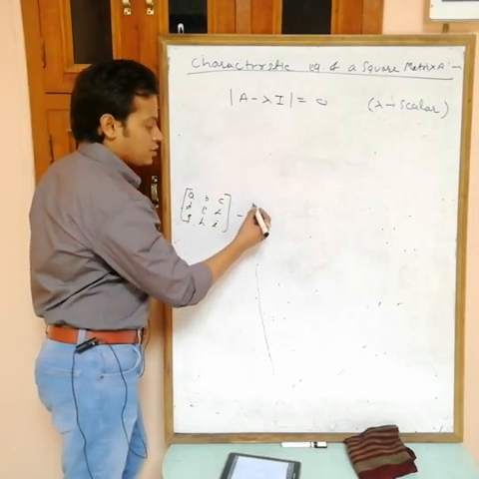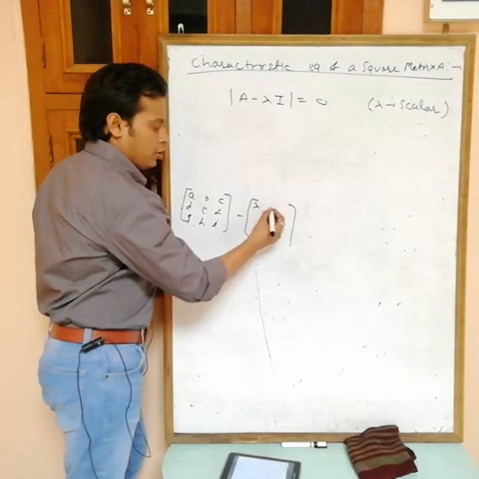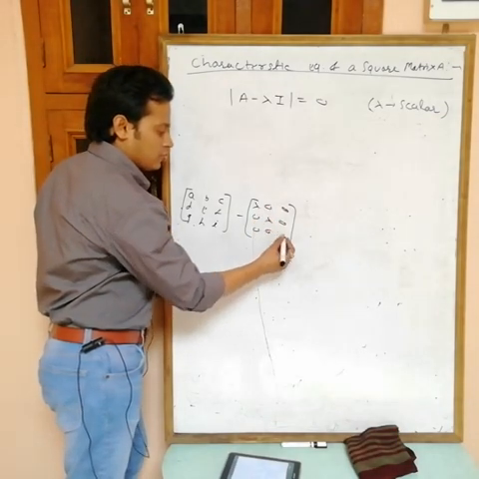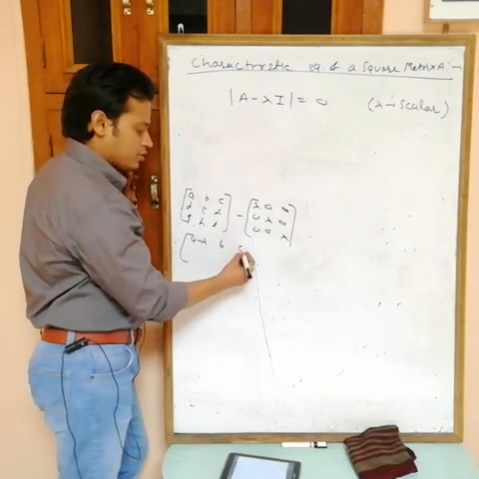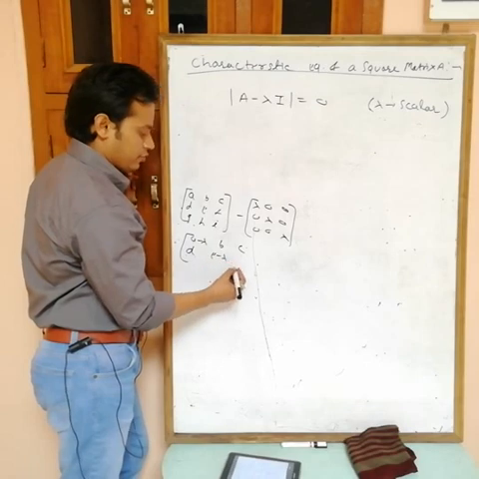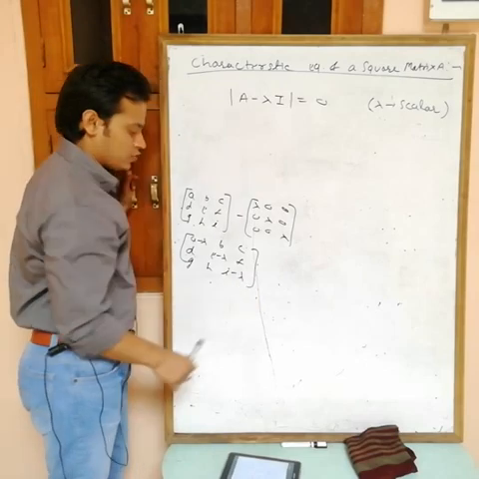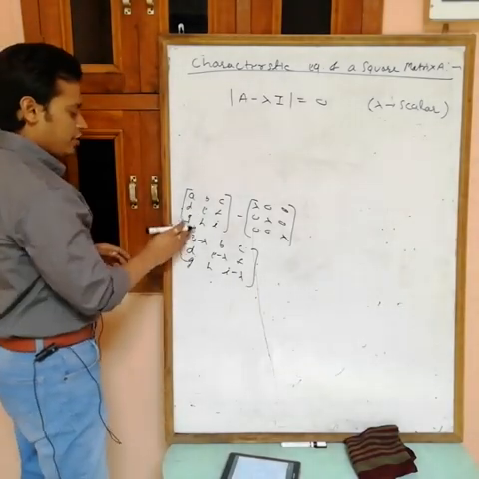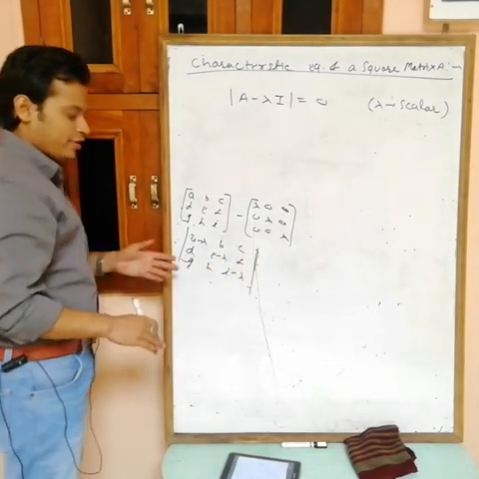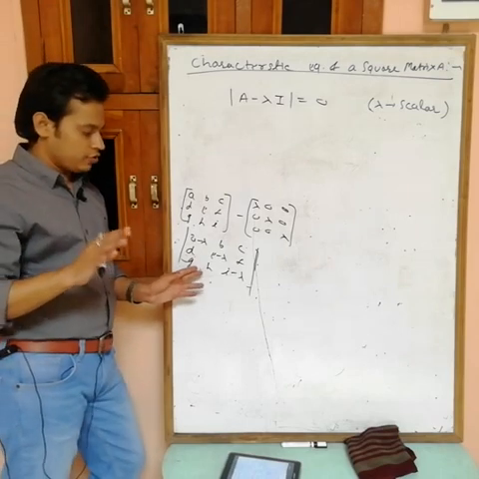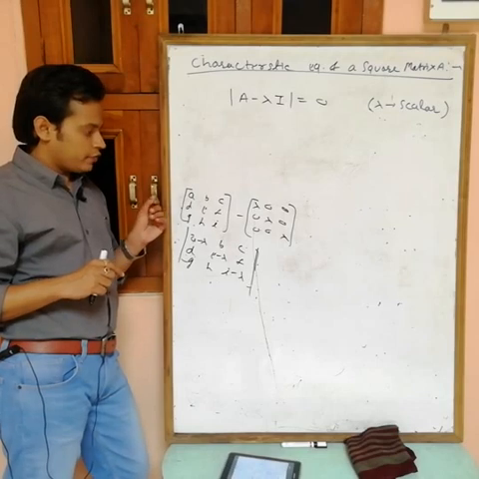This is A minus lambda I, where I is the identity matrix 1, 1, 1 with 0s elsewhere, multiplied with lambda: lambda 0 0, 0 lambda 0, 0 0 lambda. So if you subtract, what will you get? A minus lambda, B remains same, C remains same, D remains same, E minus lambda, F remains same, G, H, I minus lambda. You will get it like this, and you want the determinant of this. If you solve this, you will get a polynomial equation in terms of lambda, which is known as the characteristic equation of this matrix.